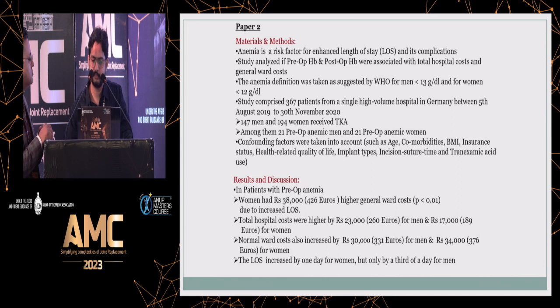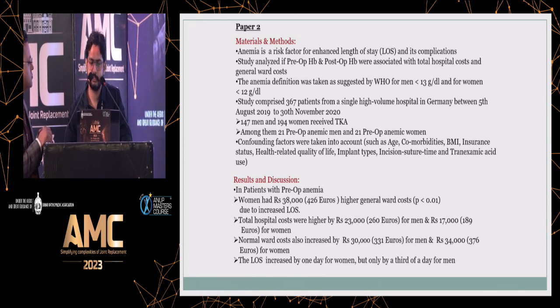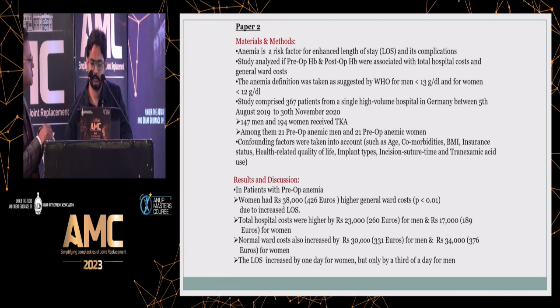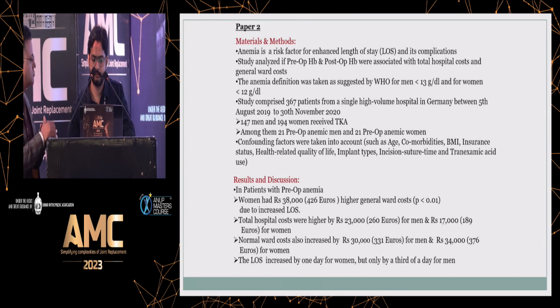The results say that in patients with preoperative anemia, women had around 38,000 rupees extra in general ward costs because of increased length of stay. The total hospital costs were also higher, by 23,000 for men and 17,000 for women. The normal ward costs also increased by approximately 30,000 for men and 34,000 for women. The length of stay increased by a day for women, and by only around 1/3 of a day in men.